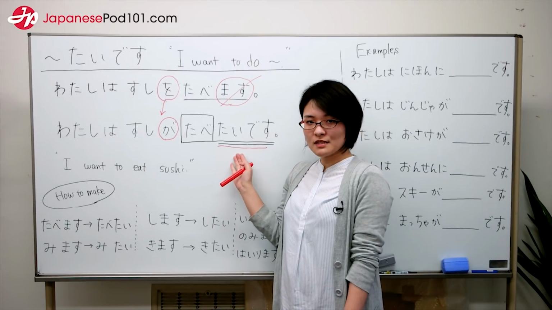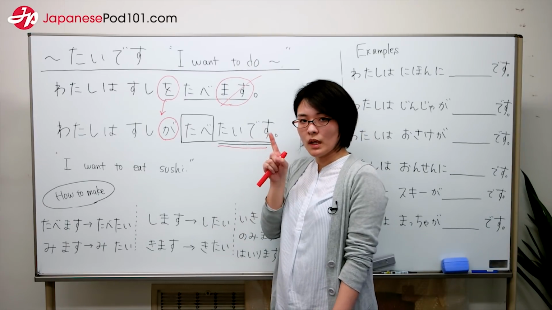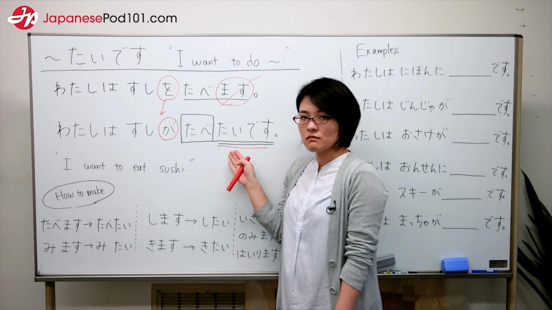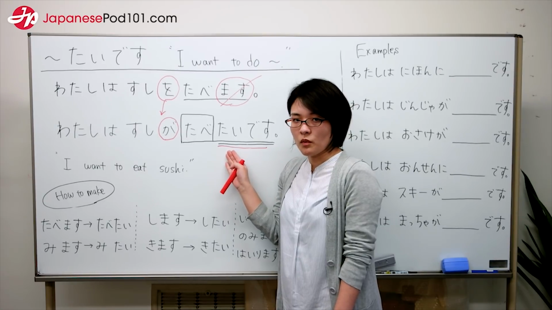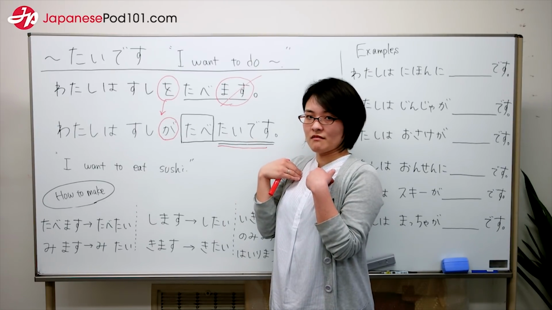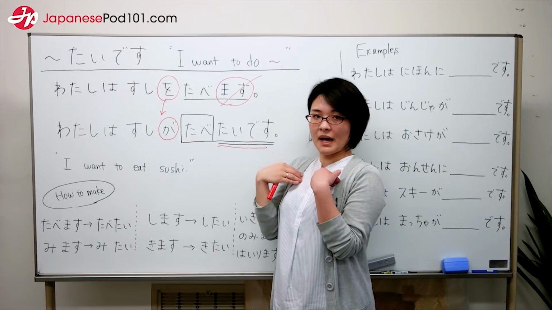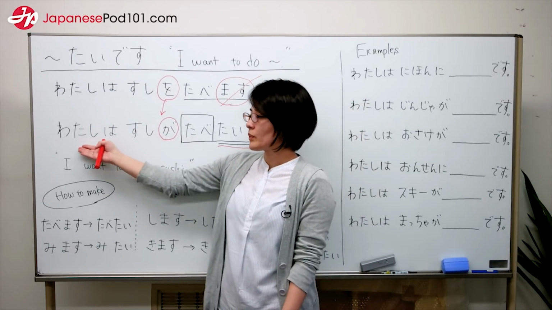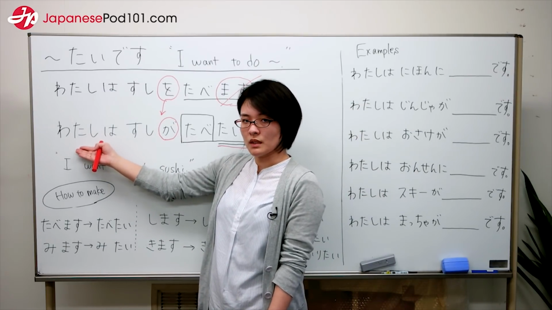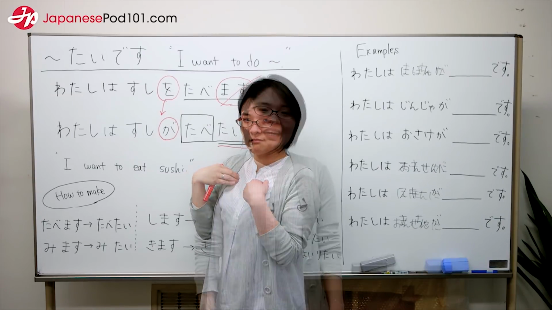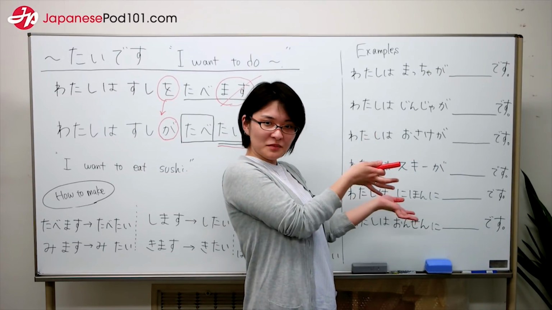So with the たいです sentence pattern, we have one exception. This たいです is only used for my desire, not someone else's desire, my desire. So the subject or topic is always 私. Okay, let's move on to the examples.